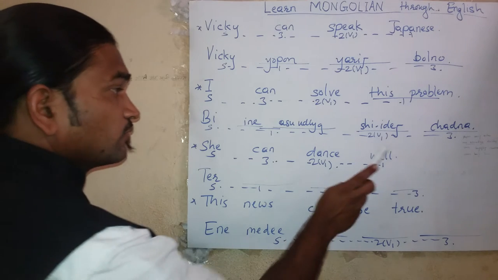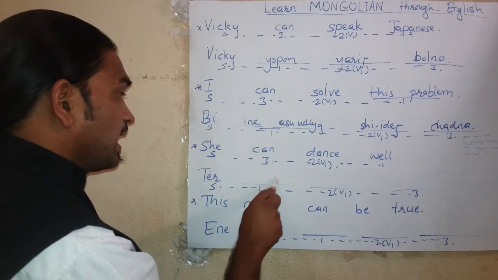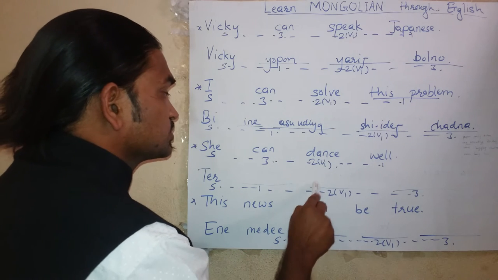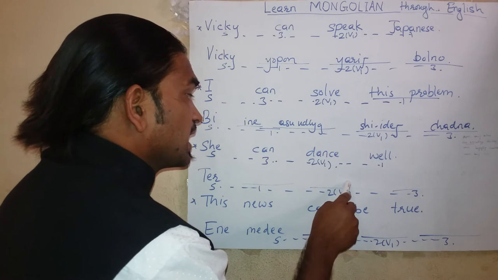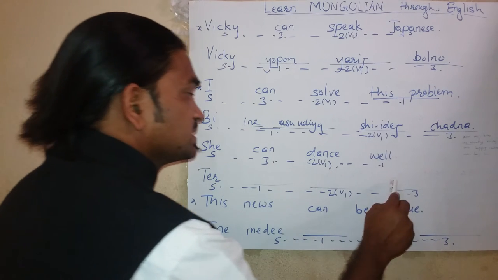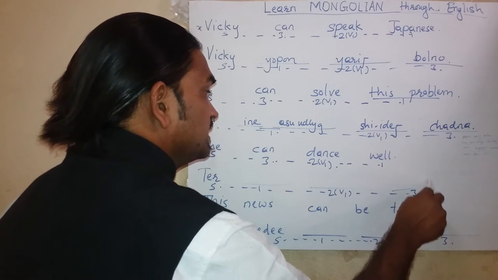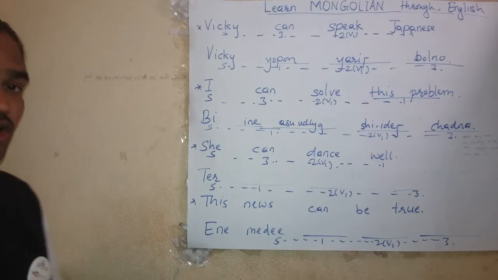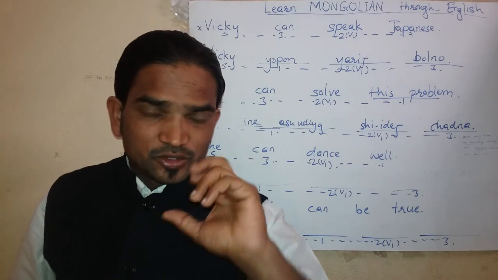T-E-R, ter. The word for well is sain, S-A-I-N. The word for dance is buzglez, B-U-Z-G-L-E-Z. The word for can is chadna, C-H-A-D-N-A. Okay. Now pause the video and try yourself to speak this sentence.